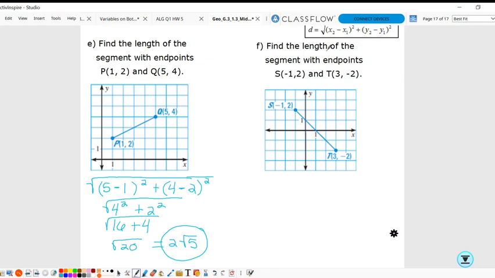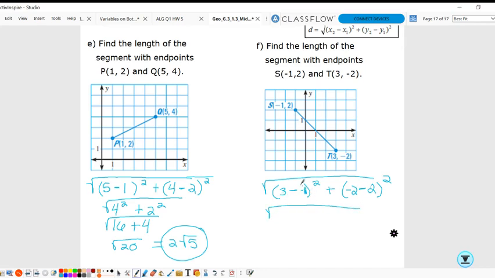Find the length of the segments with endpoints S is -1, 2, and T is 3, -2. So again, we've got a big old radical. We're going to take the difference of our x values and square them, plus the difference of our y values and square them. S, then T. So I'm going to start with the second ordered pair, so 3 minus a -1, and then -2 minus 2. I want to be careful with any double negatives.